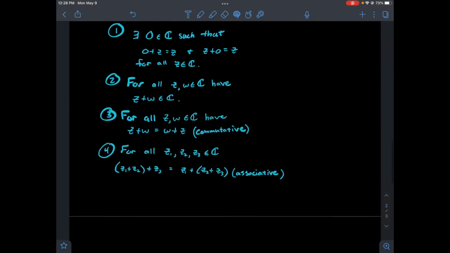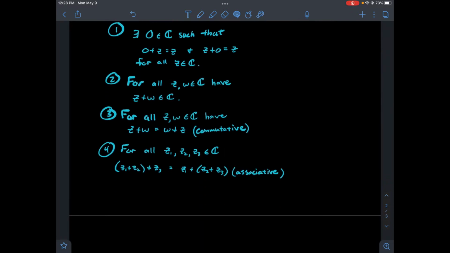Number 4, scroll down a little bit more. If you have 3 complex numbers, z1, z2, and z3, those are little subscripts on those. On the left side here, if you were to add z1 and z2 together first and then add z3, that should be the same thing as if you add z2 and z3 together first, with parentheses, and add z1 later on. That's the right-hand side. And remember, that says that addition is associative.